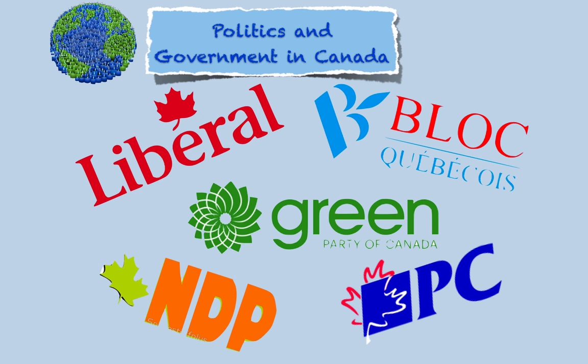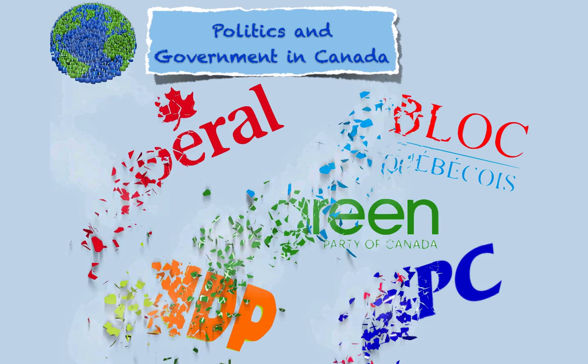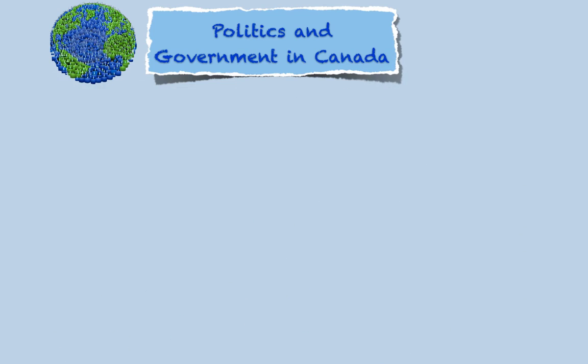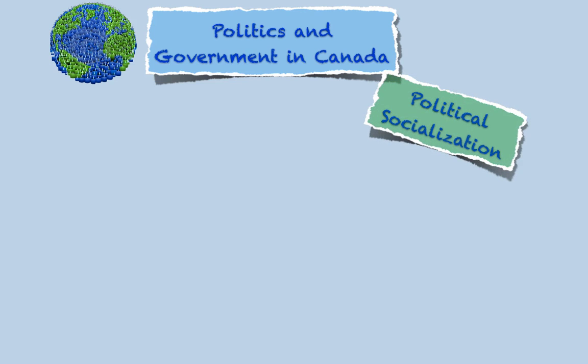So when we think in terms of political parties, why do some people vote and others do not? Why do people vote for one party and not another? Well, let's explore that a little bit. There are 3 major factors, actually. Political socialization is one factor. This is the process where people learn political attitudes and behaviors from family, friends, and the media.